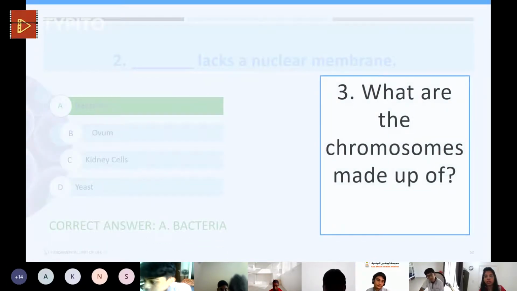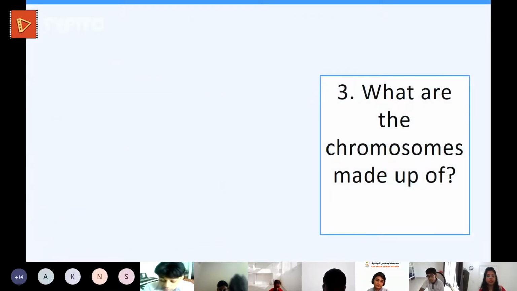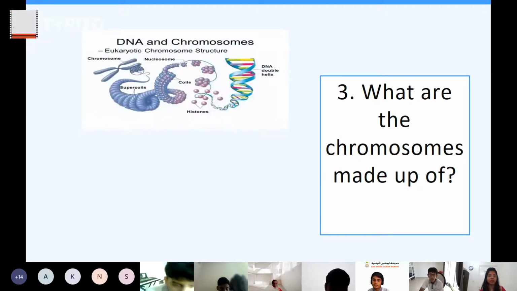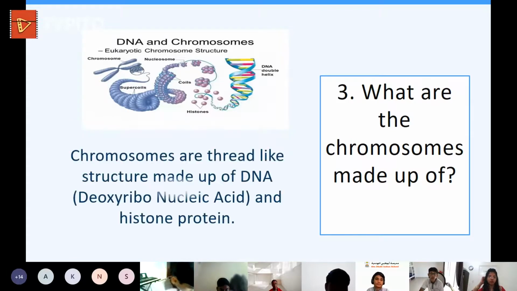Bacteria is a prokaryote. Now you tell me, what are chromosomes made up of? DNA. DNA and one more. Protein. Protein, yes. I was talking about the DNA and protein. So now let us see, this is the DNA double helical structure. And in between the double helical structure, these protein molecules are present, inside the loop of the DNA double helix. So in this way they are packed.